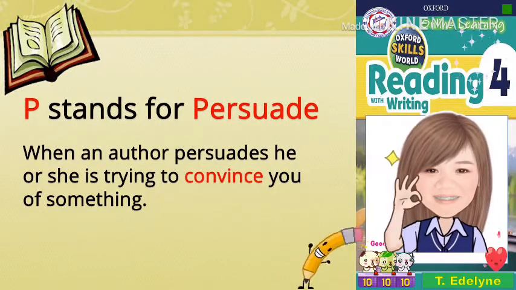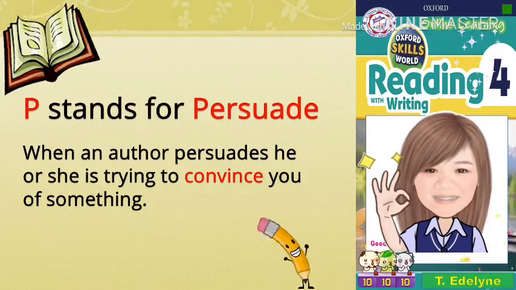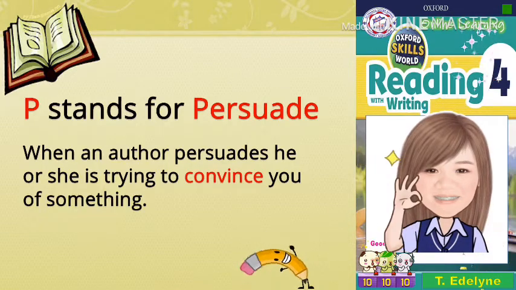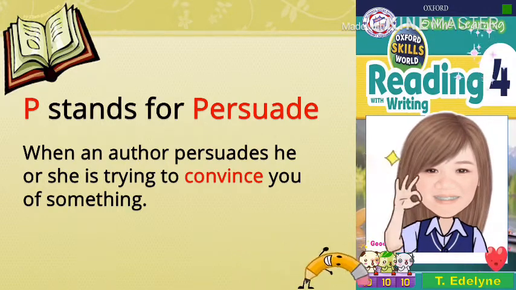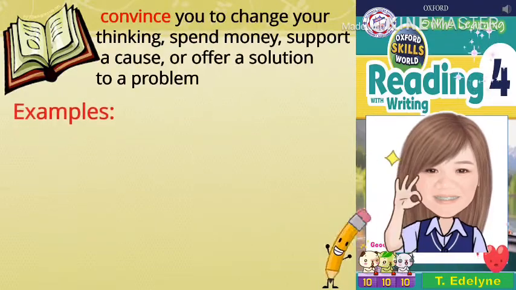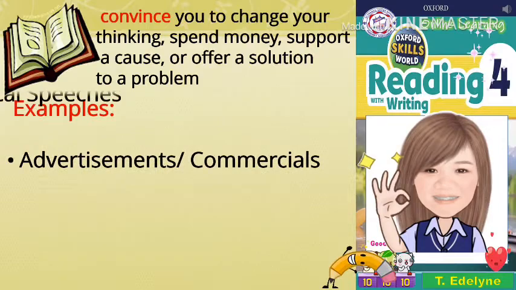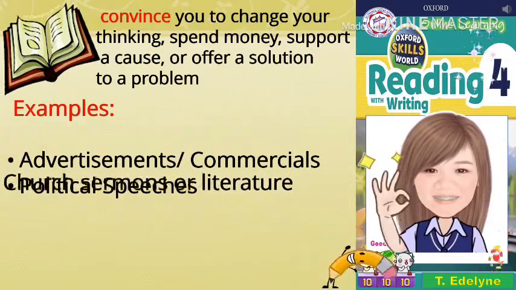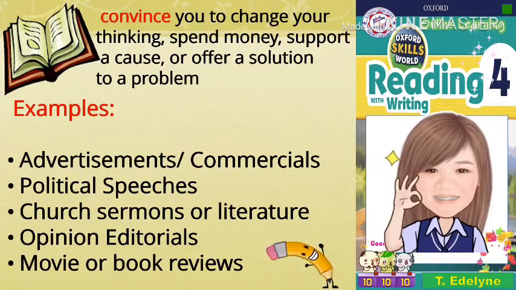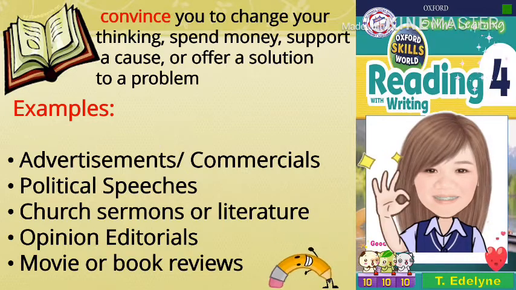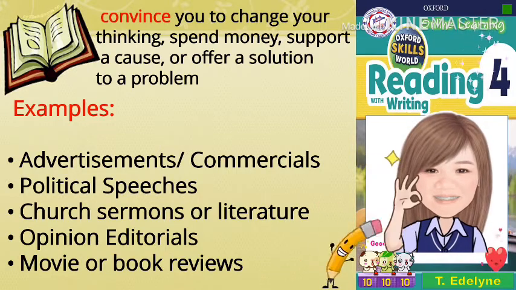Now, P stands for persuade. So what is persuade? When an author persuades, he or she is trying to convince you of something. Alright? Persuade is to convince. Convince you to change your thinking, spend money, support a cause, or offer a solution to a problem. So here are the examples of persuade.